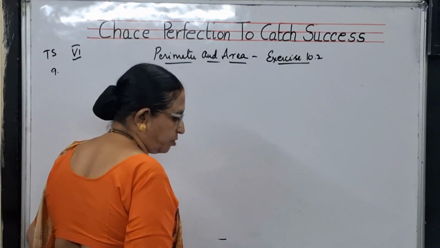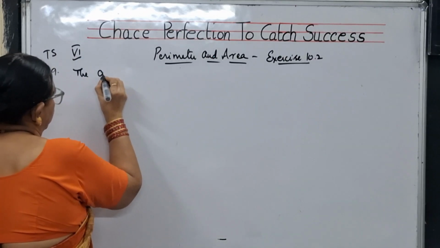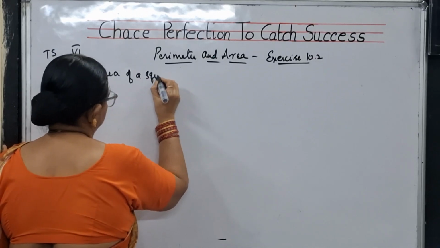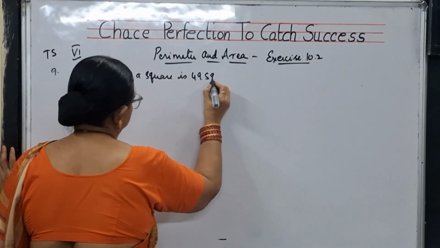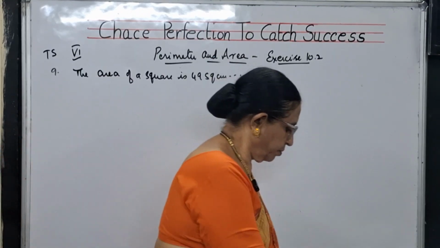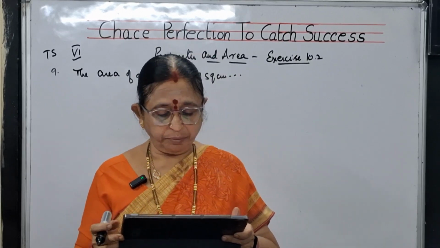The area of a square is 49 square centimeters. Let me read the sum, children. The area of a square is 49 square centimeters.